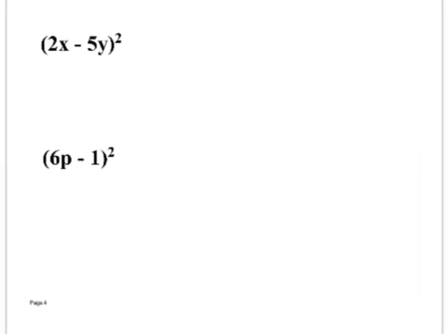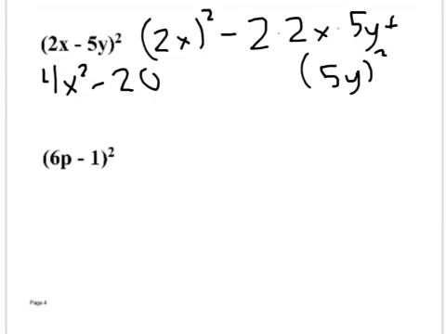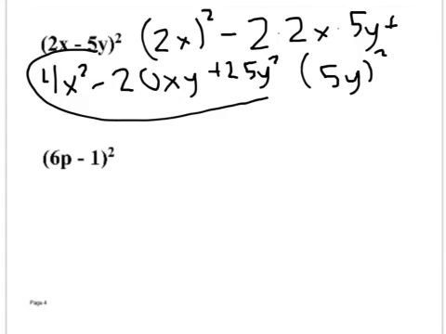All right, write these two down. 2x minus 5y squared. So 2x squared, minus 2 times the first number times the second number, plus the second number squared. 2x squared is 4x squared. Minus 2 times 2 times 5 would be negative 20xy. And 5y squared would be 25y squared. That is our answer. Any questions?